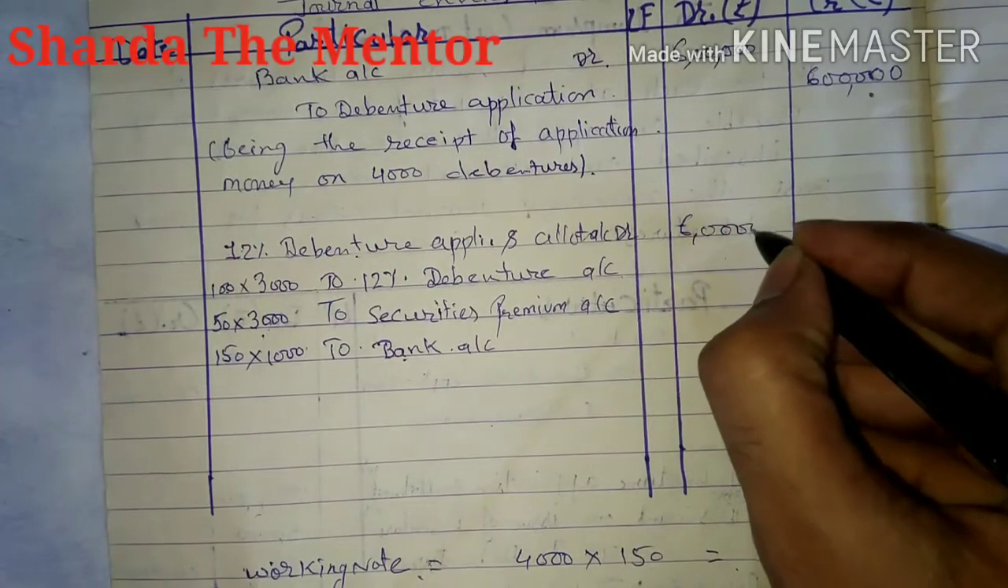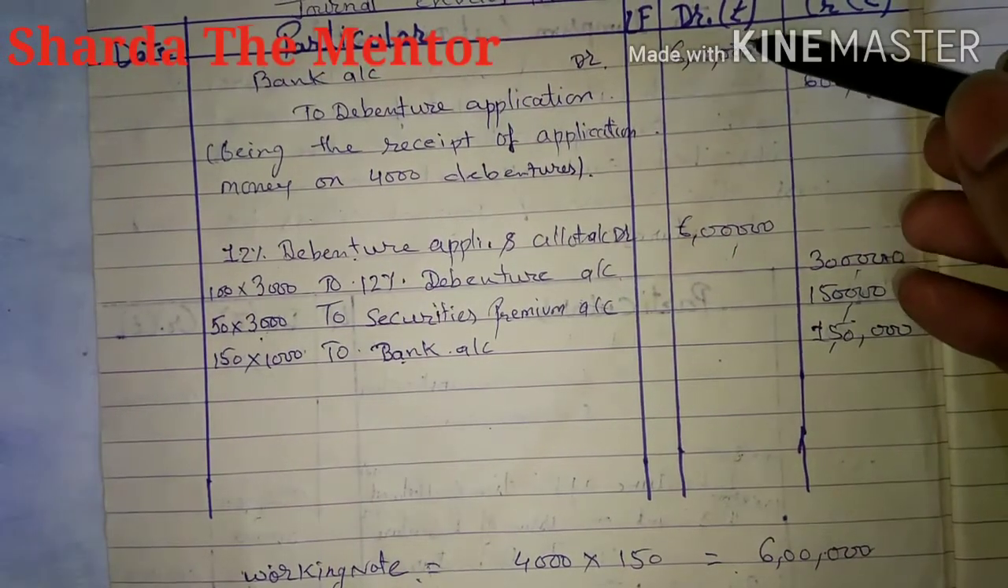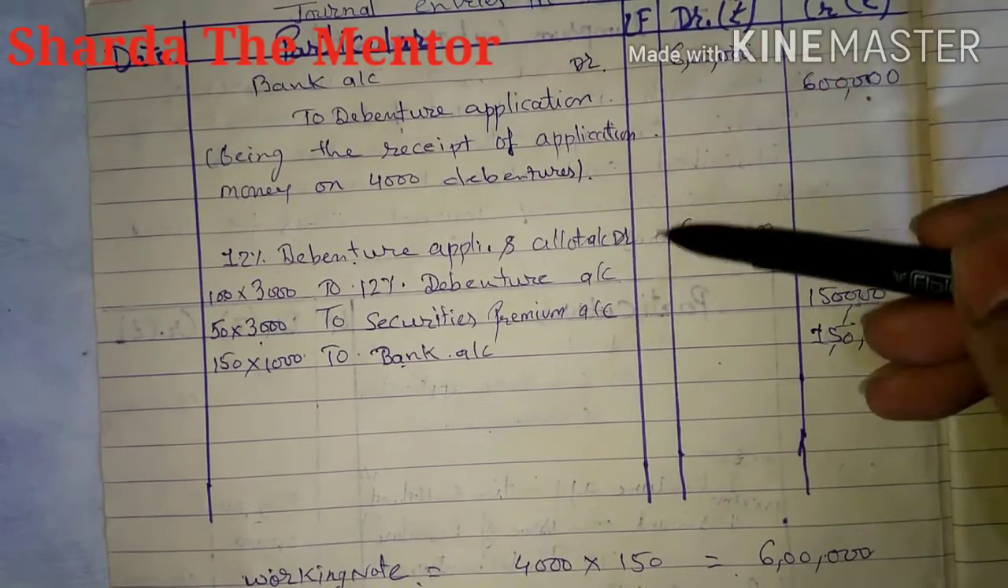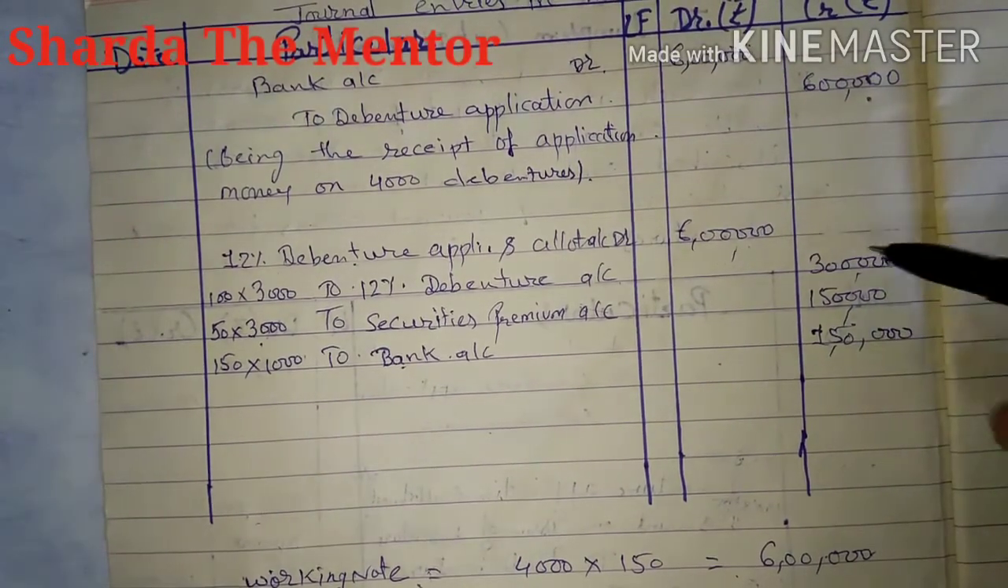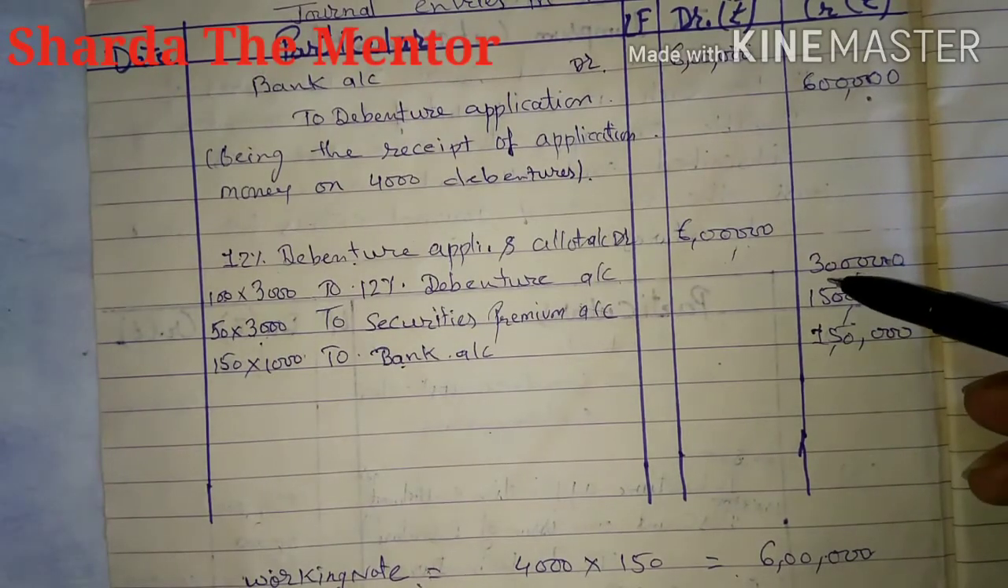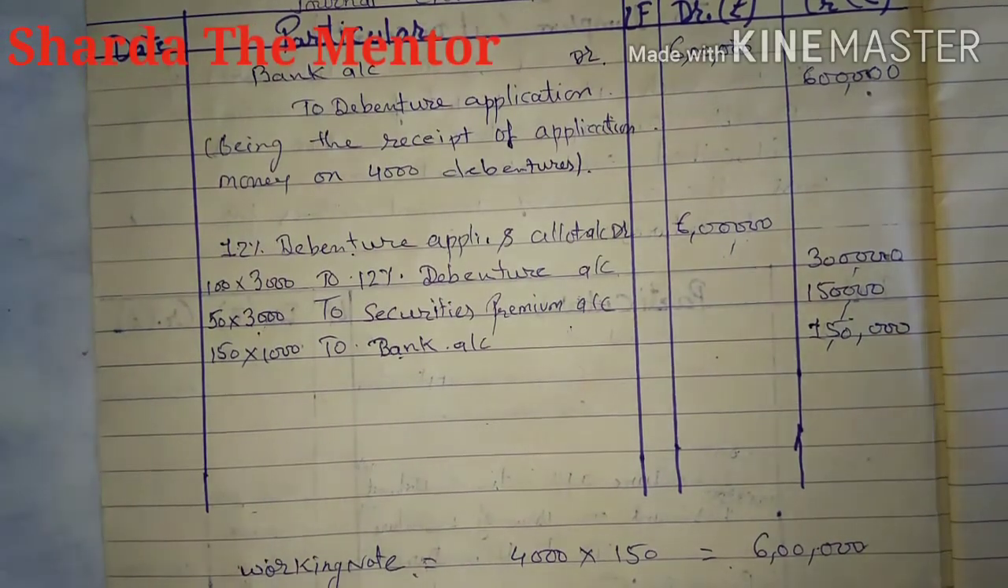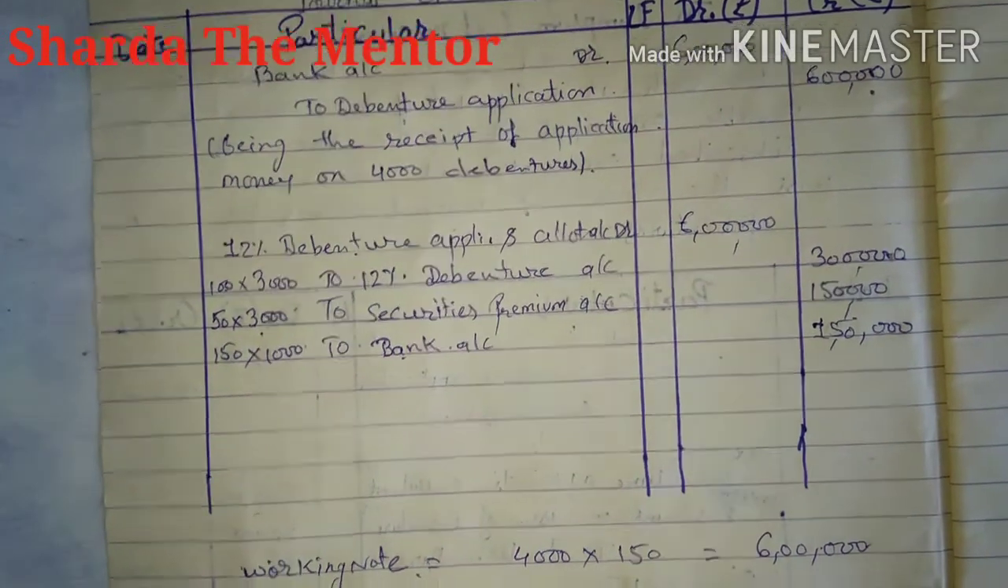So the total amount is your 6 lakh. In that way you can see that the amount of the first entry and the second entry, the 12% debenture application amount, will be the same here, and you can categorize that amount as 3 lakh transferred to the debenture account, 1,50,000 to the securities premium, and the rest of the amount you have to return.